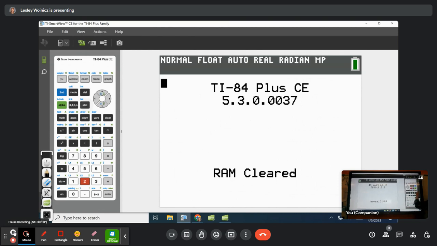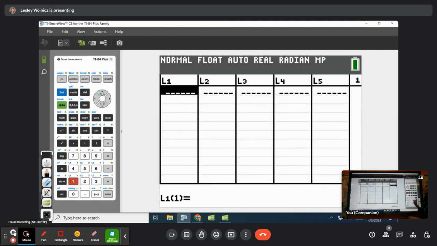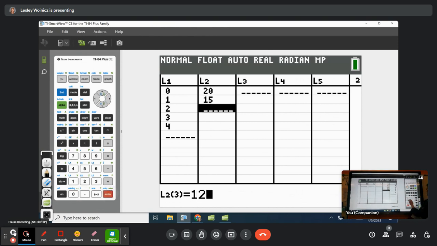Then go to the stat button. First, we're going to edit some lists. So we're going to pick number 1 to edit. And I want you to imagine like list 1 and list 2 is a T-chart of X and Y values. That's what we're going to put in here. So in list 1, we're going to put the bounce numbers. 0, enter, 1, enter, 2, enter, 3, enter, 4, enter. So those are my X's. And then arrow right over to list 2 and put in the bounce heights. 20, 15, 12, 9, and 7.